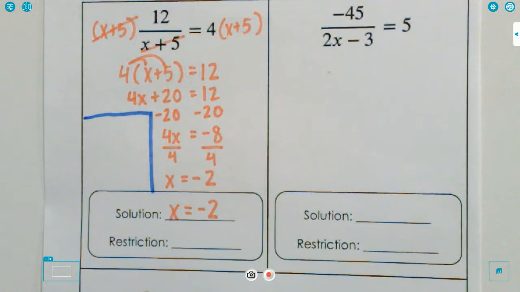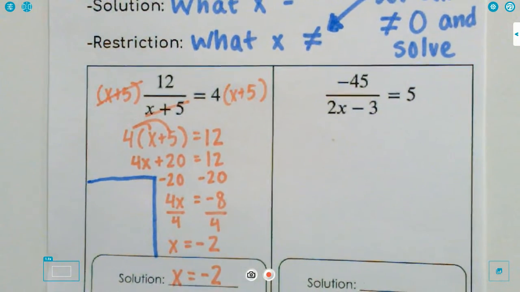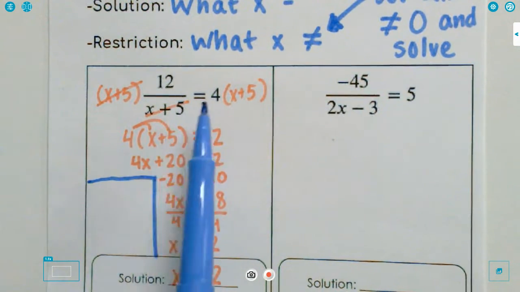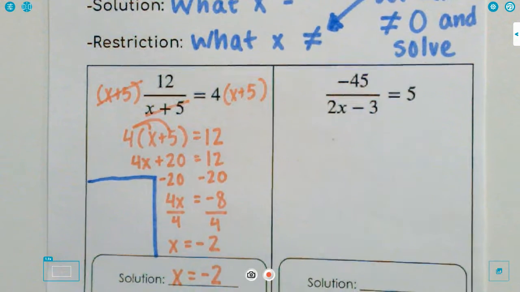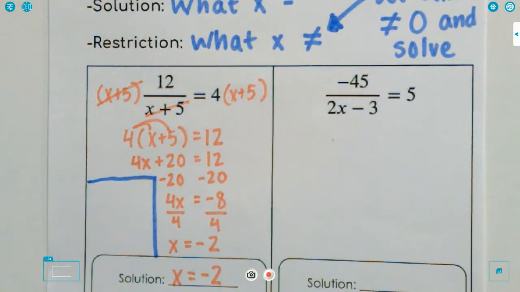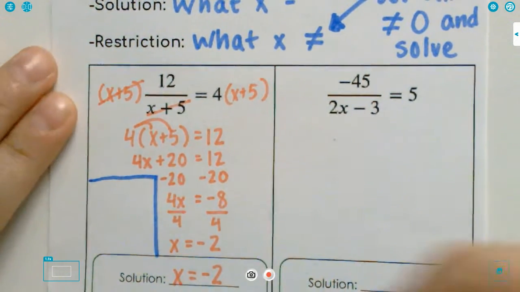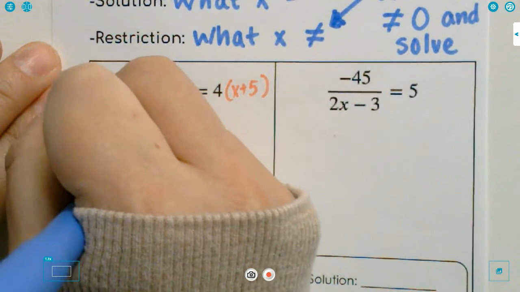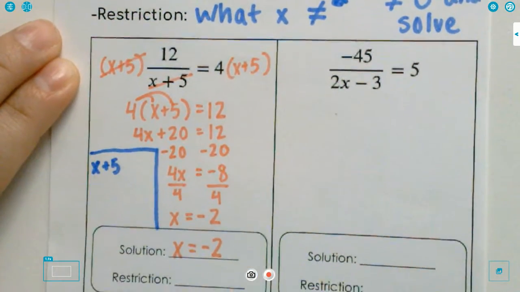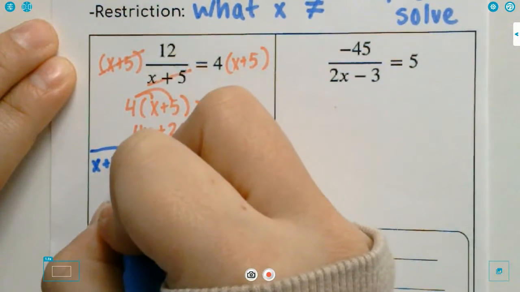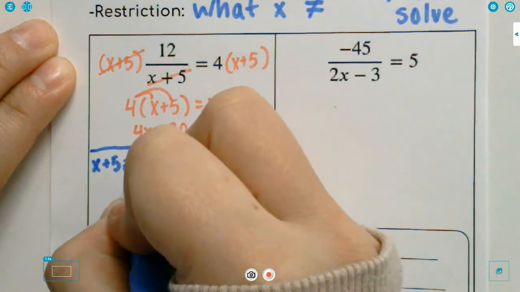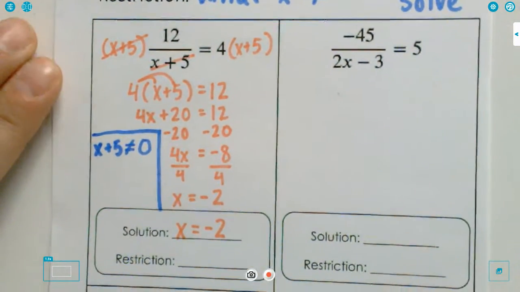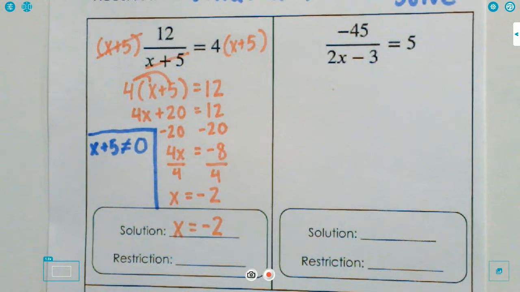We have one more thing that we need to do, and that is that we need to solve for our restriction. So to solve for our restriction, we take the bottom of our fraction. You have to know how to set this up. You take the bottom of your fraction, x plus 5, and we are going to set it not equal to 0. So draw an equal sign with a line through it, 0. And you solve it just like an equation, but it's like an anti-equation. You're figuring out what it can't equal.